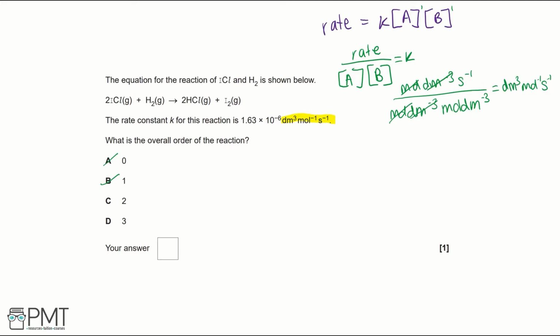That's because our decimeters cubed and moles are on the bottom, so we invert the indices. So the decimeters to the -3 becomes decimeters cubed, moles becomes moles to the -1, and then seconds will remain the same because it's on the top. It's not being divided by anything. And we can see that these units match our rate constant in this question. So our overall order of reaction is going to be second order, which is C. So to get the mark for this question, you need to write C in the answer box provided.